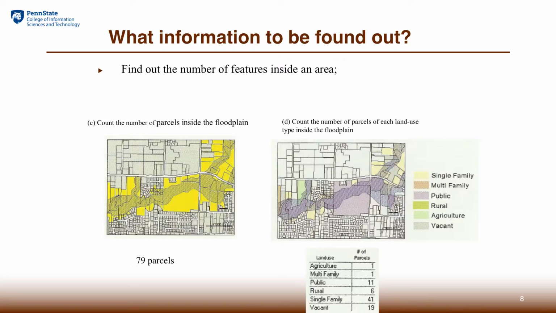Another kind of result we need to generate is to summarize them by types. In this case, we can look at how many single-family parcels, multifamily parcels, or agricultural land use parcels, how many individual counts of those types are located inside the floodplain. Those will give us some idea of what kind of resources we need to allocate for different sectors.